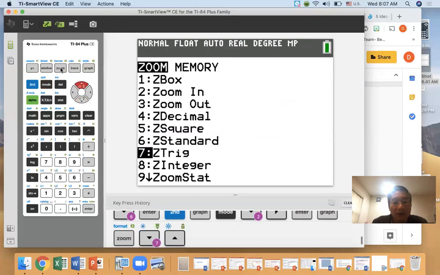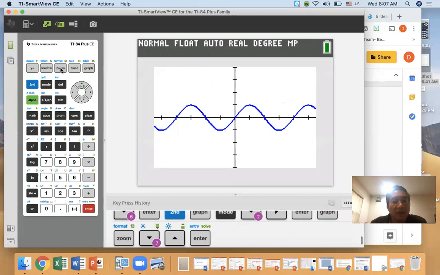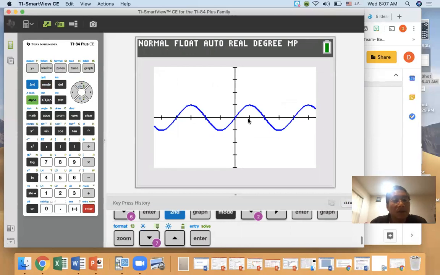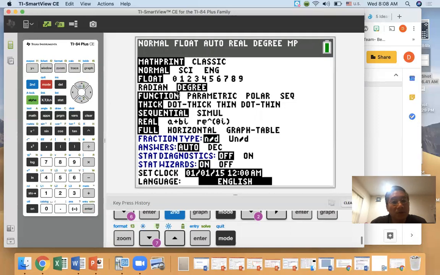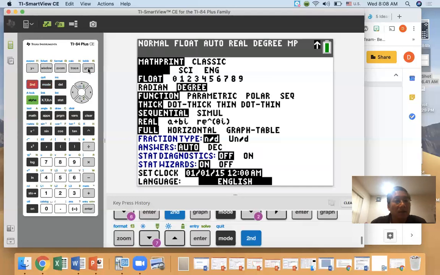We should be familiar with this. That's why I repeat the same thing over and over again. So you change it like this, and you are in the degree mode, right? If you are not sure, go back to the mode. Okay, degree mode. Okay. Now let's go to the table.